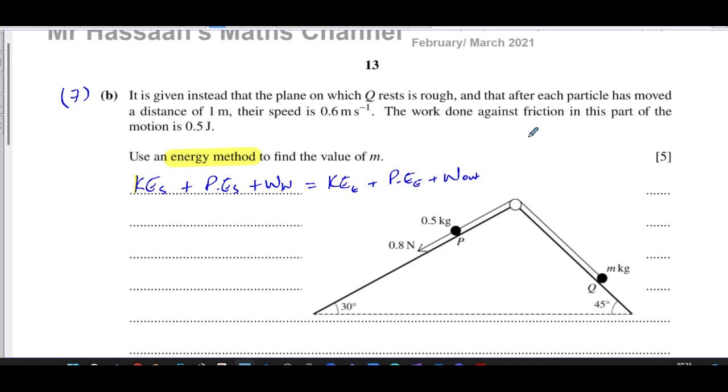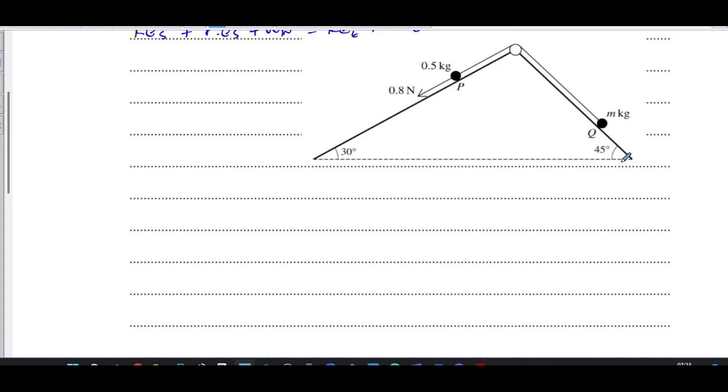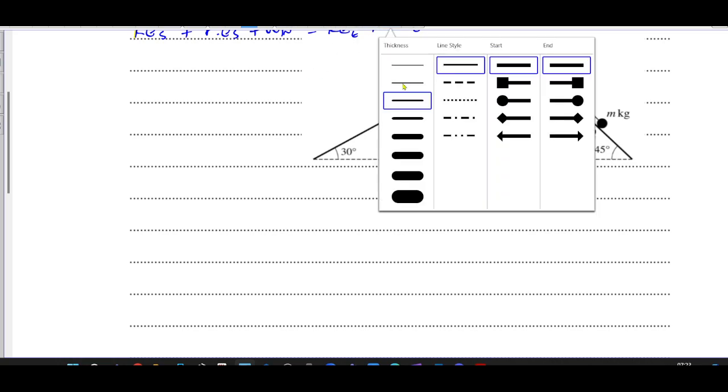We know that kinetic energy is given by the formula half mv squared, and potential energy is given by mgh. So what I'm going to do is consider P and Q separately first, and then combine their changes in energy. To make it neater, I'm going to take this and put it over there, and I'm going to take this and put it over here.